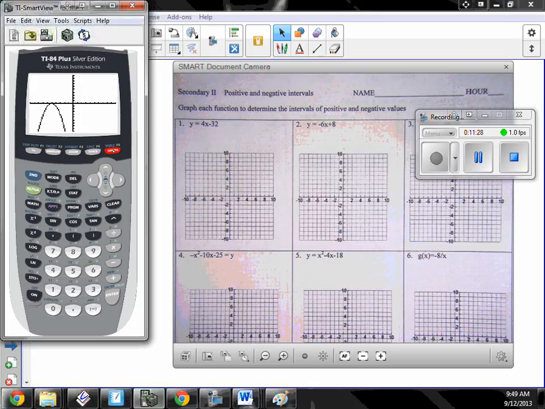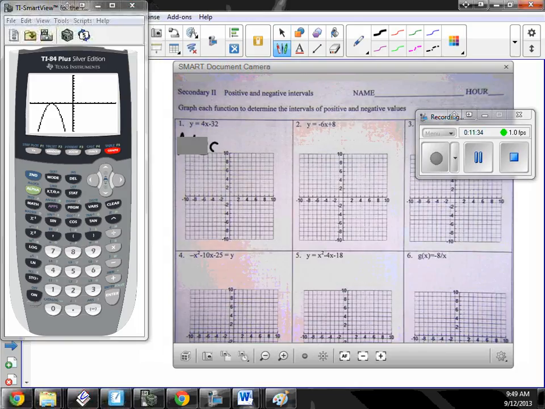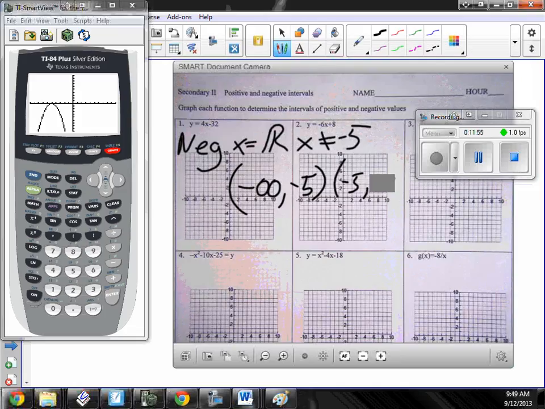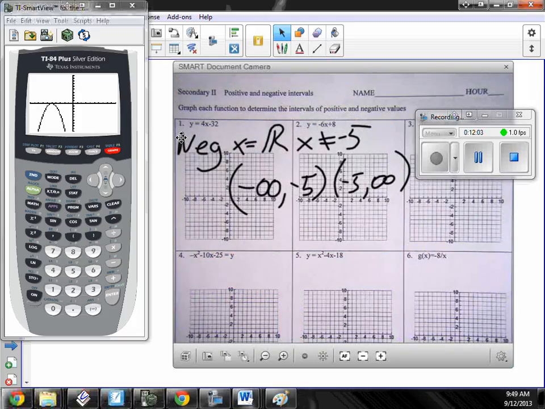So there are two ways to write the negative version. The positive is just nowhere. For my negative intervals of x, I could have the real number set except x does not equal negative 5. Which means everywhere except negative 5. The other way to do that is negative infinity comma negative 5, and then negative 5 comma infinity. Those two intervals make up the entire real number line except the number negative 5. All right?